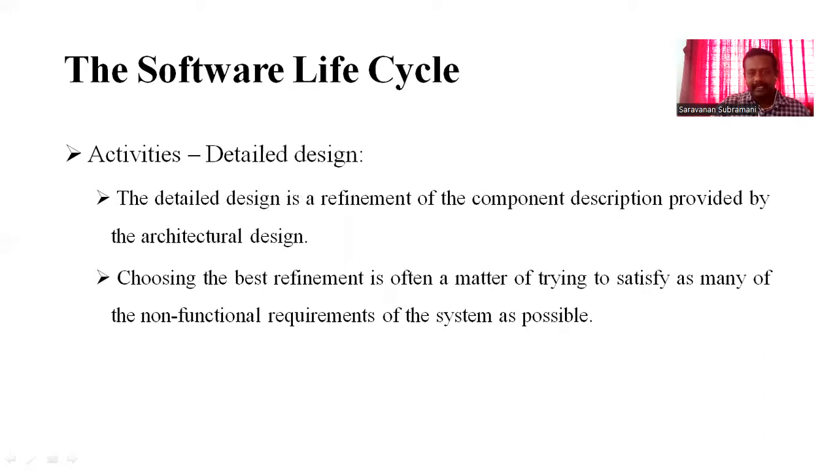Once the architectural design is successfully completed, it enters the detailed design process of the system implementation. This detailed design is a refinement of the component description provided by the architectural design. Choosing the best refinement is often a matter of trying to satisfy as much as possible the non-functional requirements of the system.